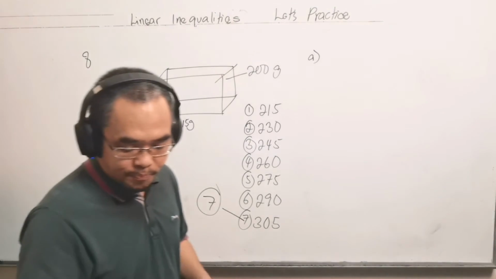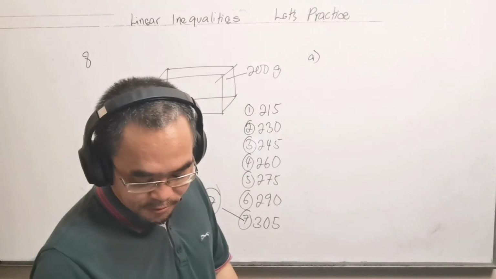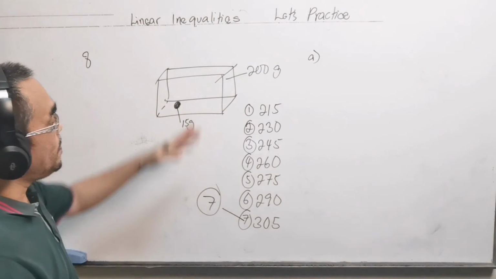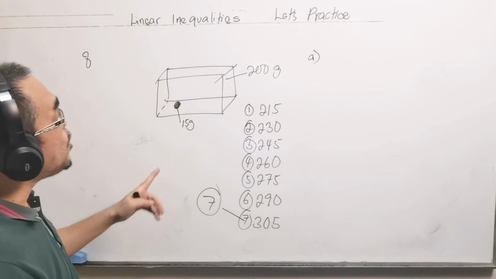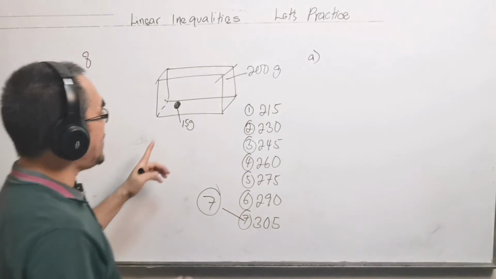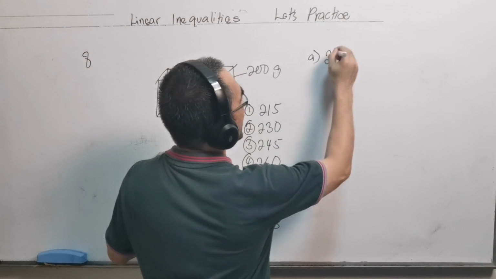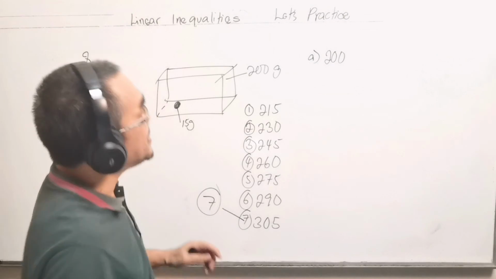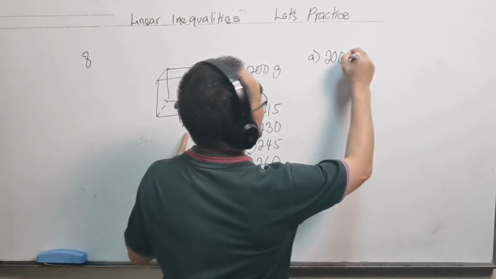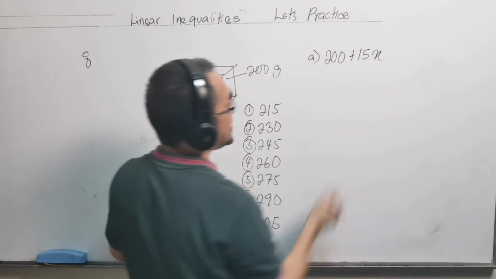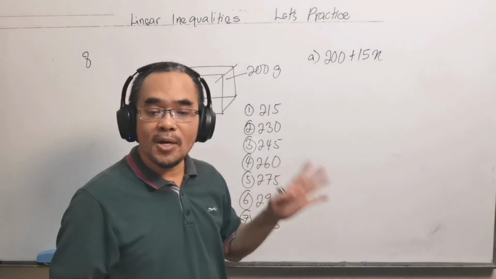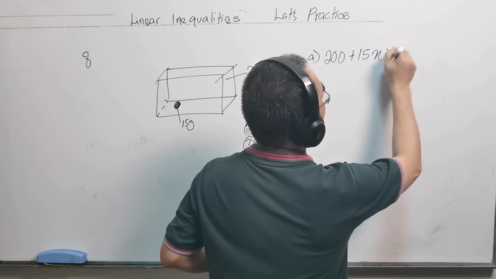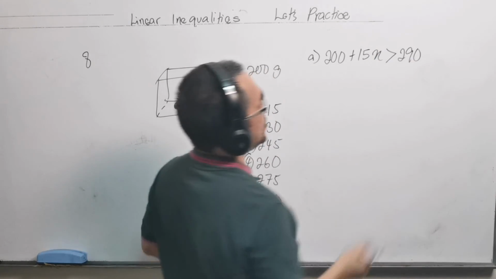Anyway, question A is to form a linear inequality based on the situation above. At first we do not know how many we have to put in. So the total mass will be 200 plus 15x, where x is the number of metal spheres. Then this should be more than 290.